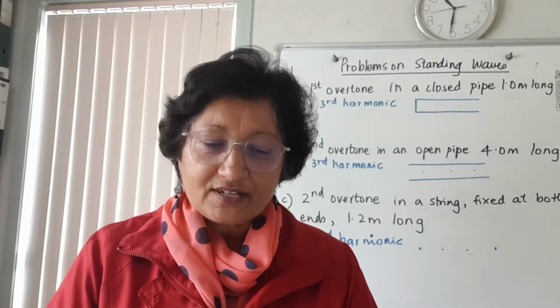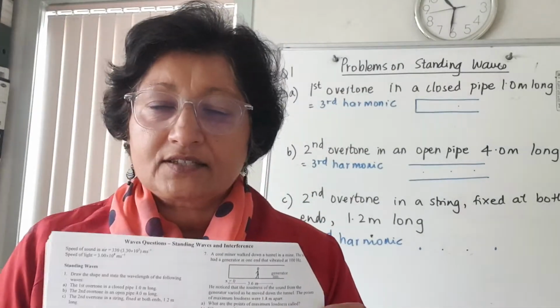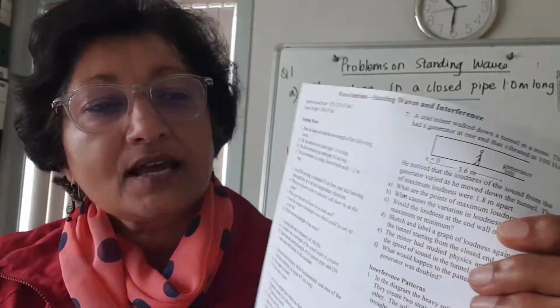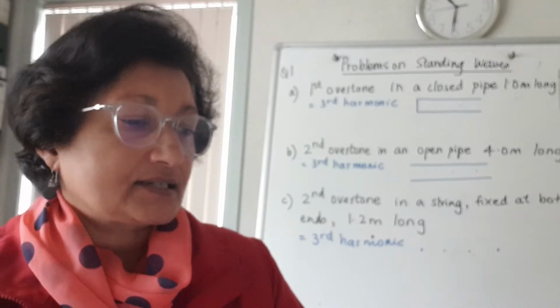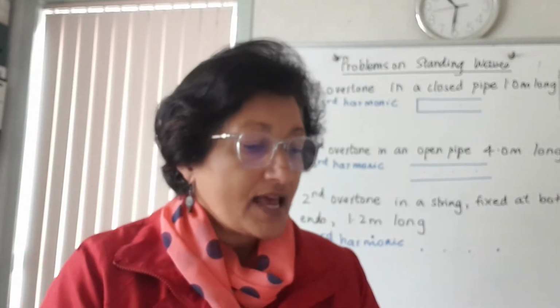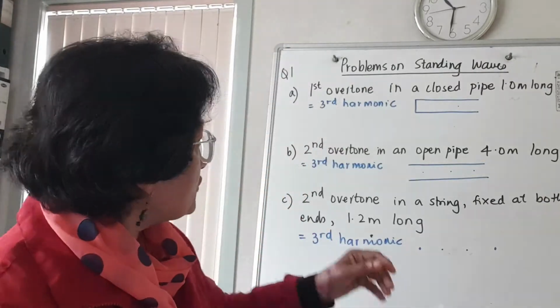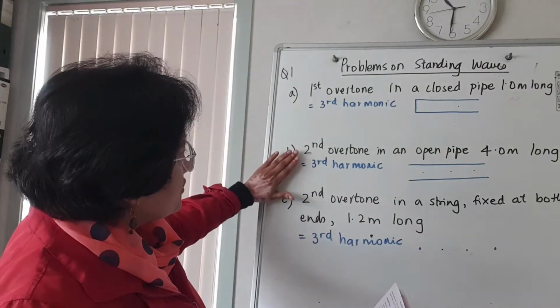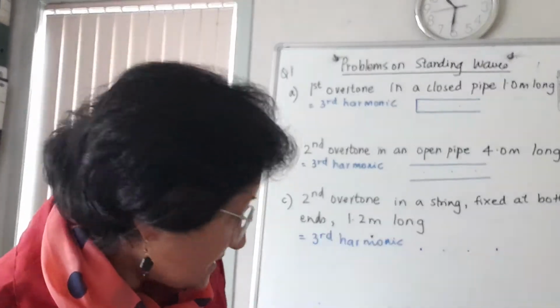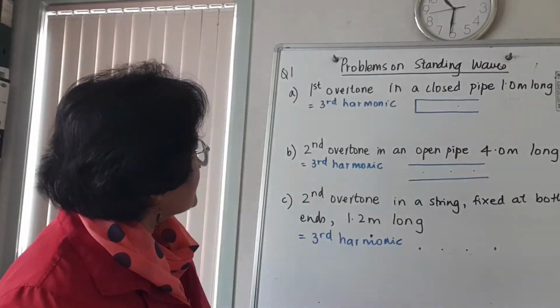Everybody, I thought I'll just do a couple of questions for you on standing waves. So it's these ones. The first question says, draw the shape and state the wavelength of the following waves. It's got the first overtone in a closed pipe, the second overtone in an open pipe, and the second overtone in a string. The lengths of all these pipes and strings are given.